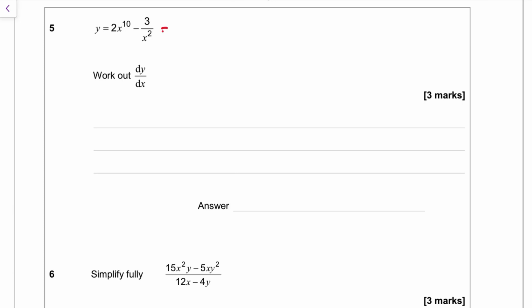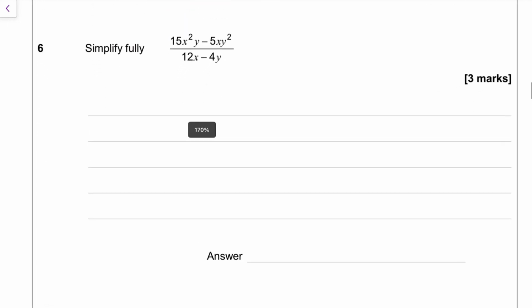Okay, so the differentiation question. What makes this slightly tricky is you don't know yet how to cope with the 1 over. So you're expected to write this as 3x to the minus 2. So when you differentiate, you get 20x to the 9, bring down the power, take away 1 from the power, and minus 6x to the minus 3. And there's nothing else to do there, is there?